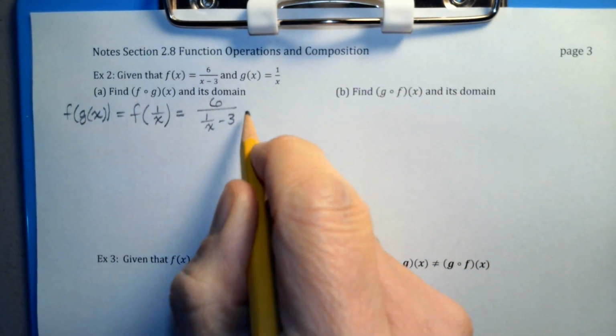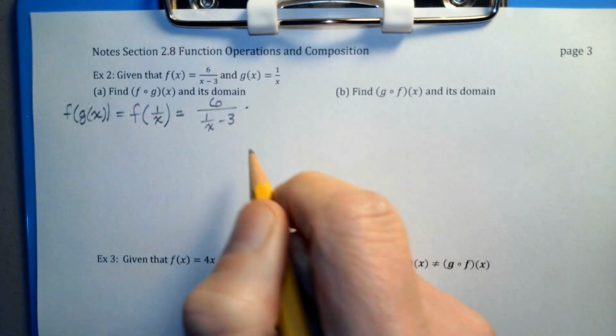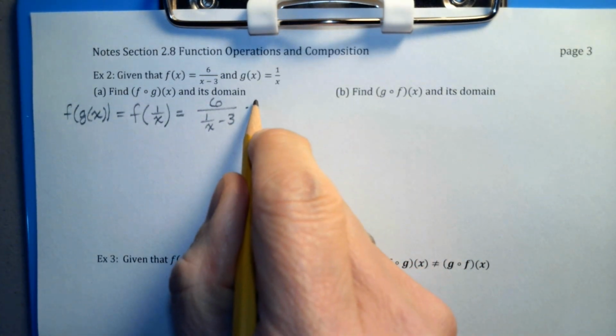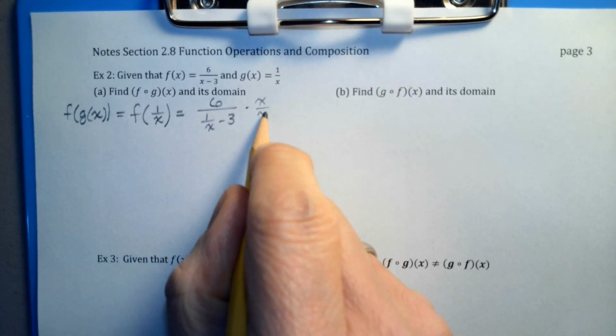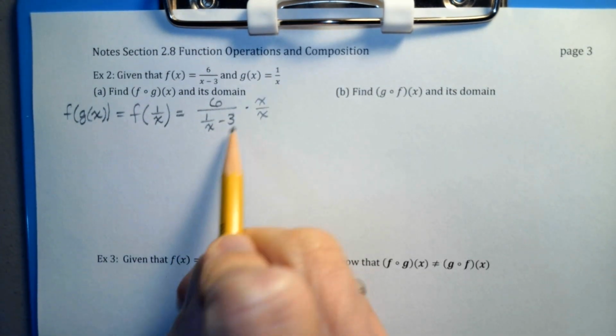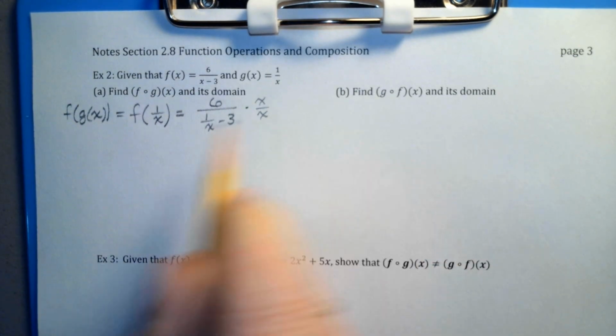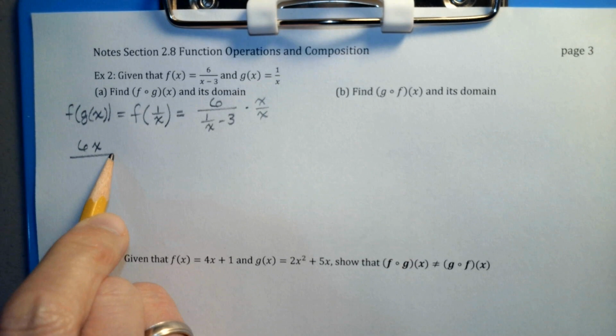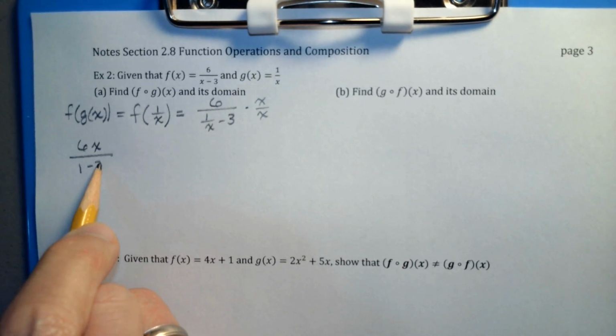And we want to simplify this. Again, if you remember from a couple chapters ago, I think actually back in chapter R, we simplified things like that by multiplying by x over x, the common denominator, right, when we have a complex fraction. So that ends up being 6x over 1 minus 3x.